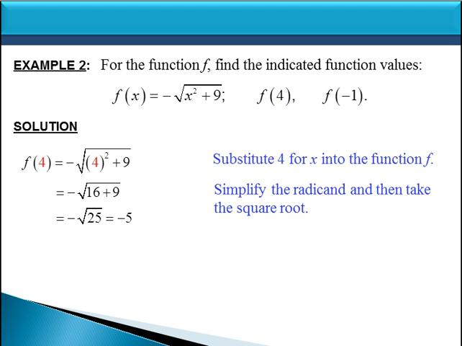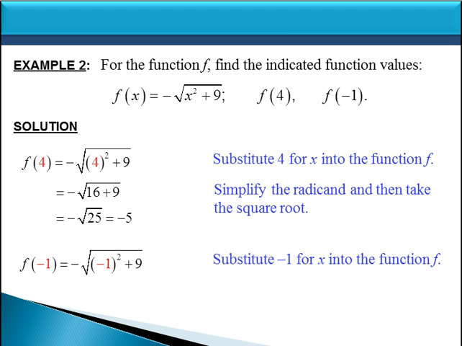Now let's plug in -1 into our function. So to do that, we substitute -1 in place of x in our function. So that's going to look like negative square root of (-1) squared plus 9. So again, we have to square the -1 and add the 9 before we can actually perform the square root.